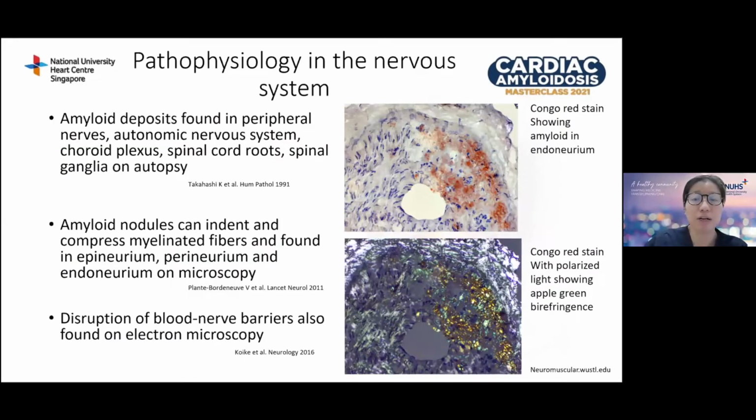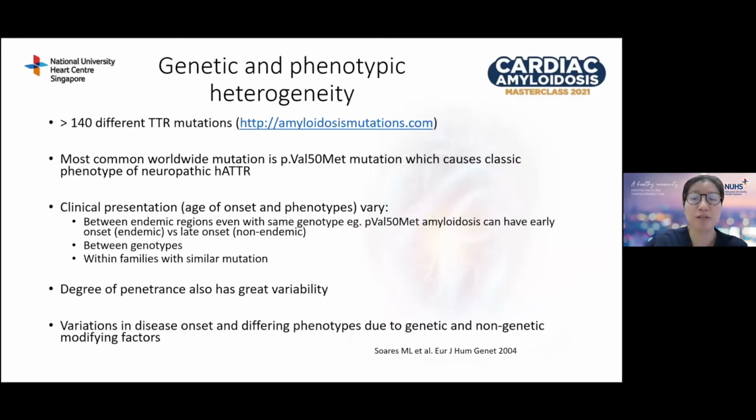Amyloid can be found in all areas of the nervous system, including peripheral nerves, autonomic nervous system, and the central nervous system. And under the microscope of a nerve biopsy, amyloid nodules can be found in the epineurium, perineurium, as well as the endoneurium. We see here the typical pathological features of amyloid, which is congophilic and shows apple green birefringence with polarized light. There is a great genetic and phenotypic heterogeneity where there are more than 140 different TTR mutations, which you can actually access on this website here. Worldwide, the most common mutation is the substitution of methionine for valine at position 30, or the Val30Met mutation, where p.Val50Met is the new nomenclature.